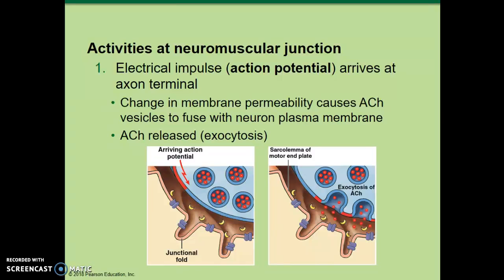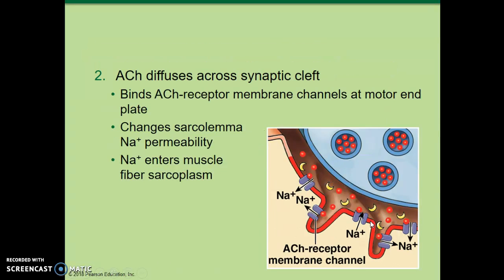So an action potential comes down the neuron, arrives at the axon terminal, and there is a change in the membrane permeability of the axon terminal. This causes acetylcholine vesicles to fuse with the neuron and release the acetylcholine by exocytosis into the synaptic cleft. Here you can see the acetylcholine is in the vesicles, and here exocytosis is releasing the acetylcholine into this gap. The acetylcholine has to diffuse across the gap and be received by these receptors.